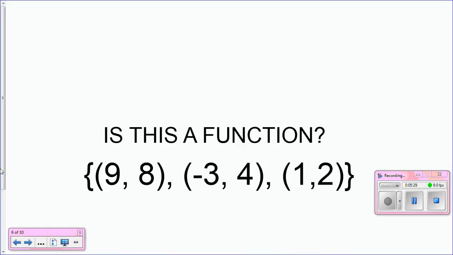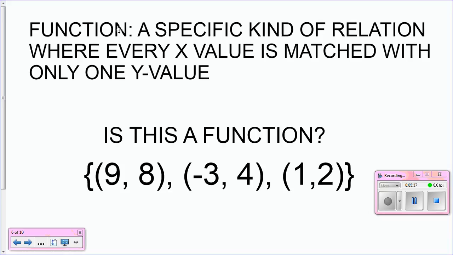Now that we know what a relation is, what about a function? So, is this a function? We don't know. We don't know what a function is. So let's find out what a function is. A function is a specific kind of relation. So it's still a set of ordered pairs, but it's got an extra rule to it. That extra rule is every x value is matched with only one y value. So every x is only appearing once in a set.